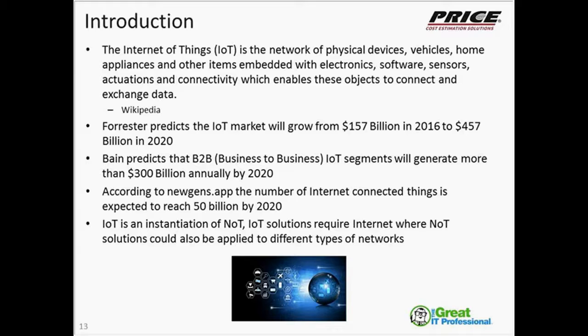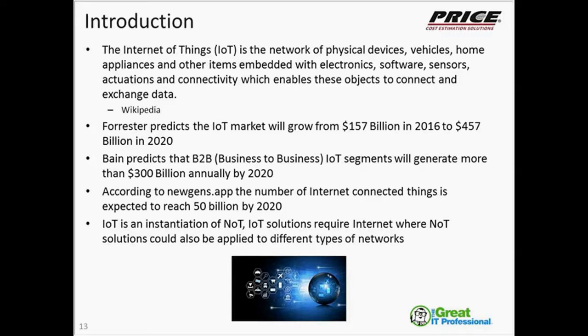Forrester predicts that this market will grow from 157 billion in 2016 to 457 billion in 2020. Bain predicts that the business-to-business segment of the Internet of Things is going to generate more than 300 billion annually by 2020. We expect to see close to 50 billion things connected via the Internet by 2020. And the Internet of Things is an instantiation of the network of things.